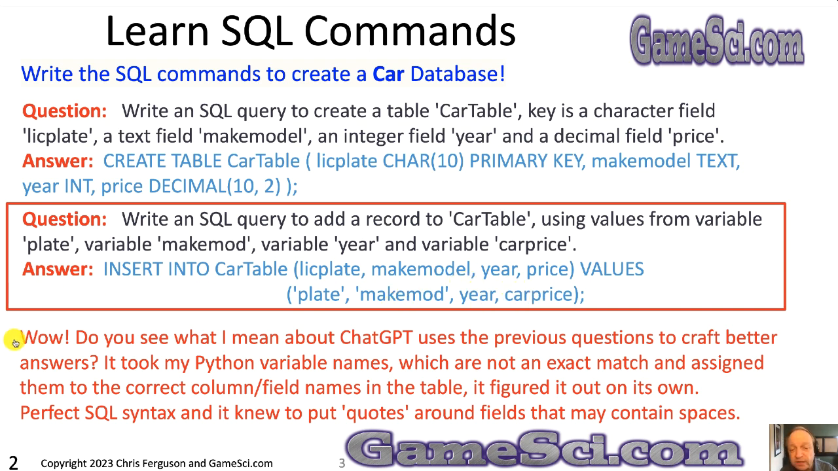Wow! Do you see what I mean by ChatGPT uses the previous question to craft better answers? It took my Python variable names, which were not an exact match, and assigned them to the correct column/field names in the table. It figured it out on its own. And it's perfect SQL syntax.